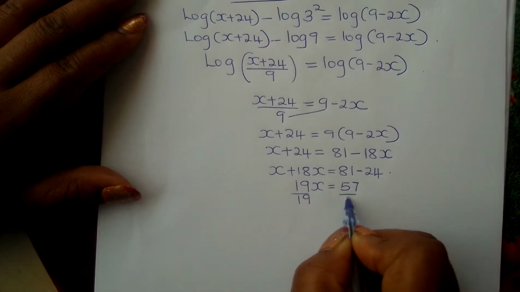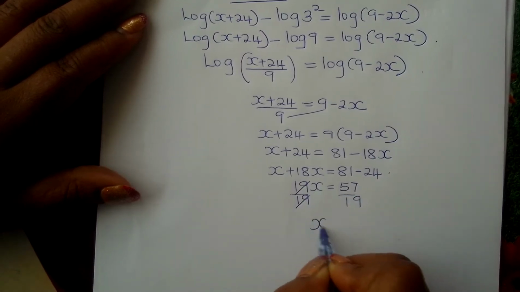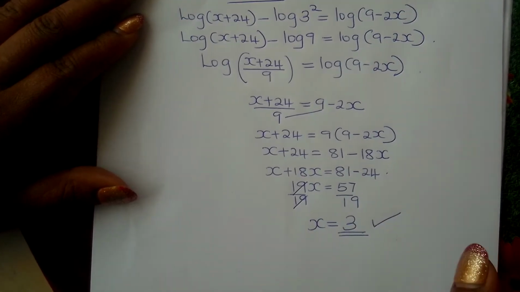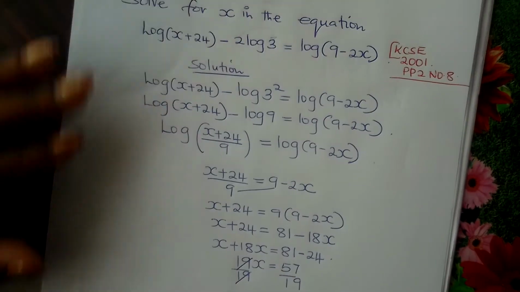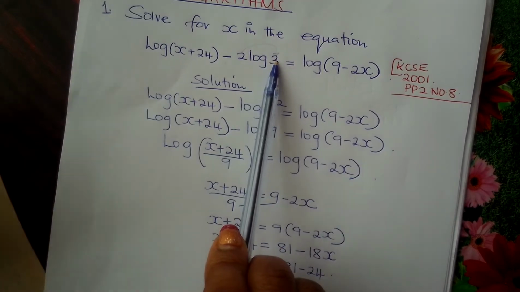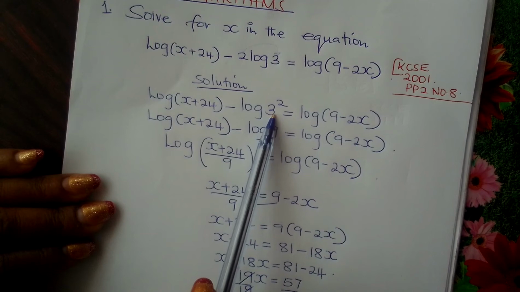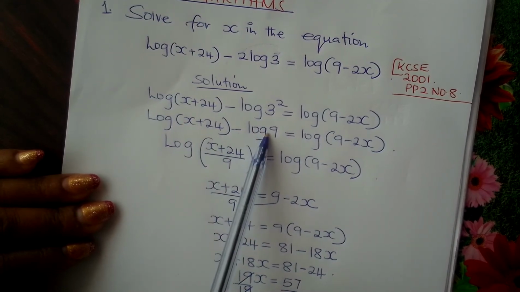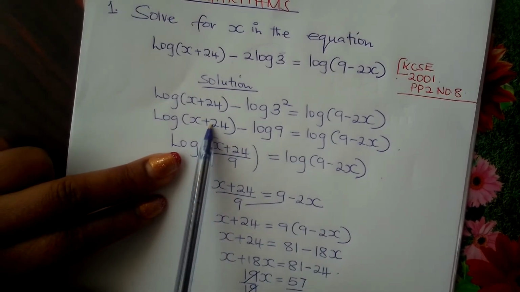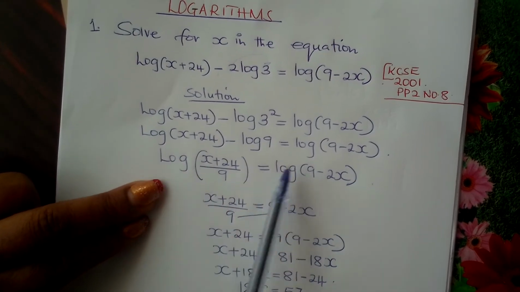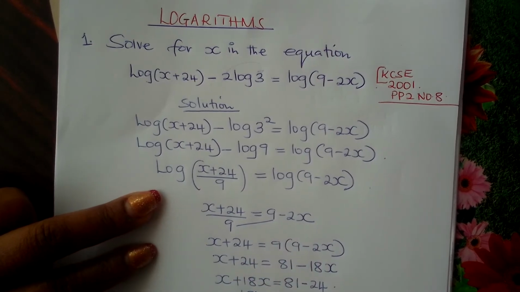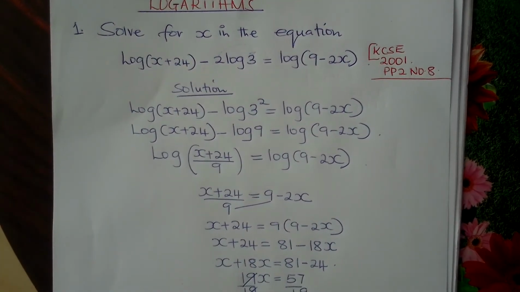Divide both sides by 19, learner, and therefore our x is equal to 3. And that is the answer. So learner, the idea here is that you first take the 2 to become the power of 3 according to a law of logarithms. From there you apply another law: when you have two logs and you are subtracting, you write one log and divide the two terms. From there, drop out the logs, you get an algebraic equation. Cross multiply, put the like terms together, and finally your x is 3.